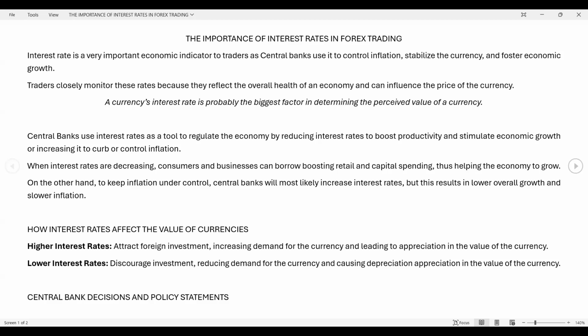Now, this interest rate is very important because it affects the currency value, it affects how investors see the economy, it affects demand for the country's currency, and a number of other things. And that is why today we're looking at these interest rates and how it relates to forex trading and how we can make decisions based on it. I said that interest rates are very important economic indicators, right?